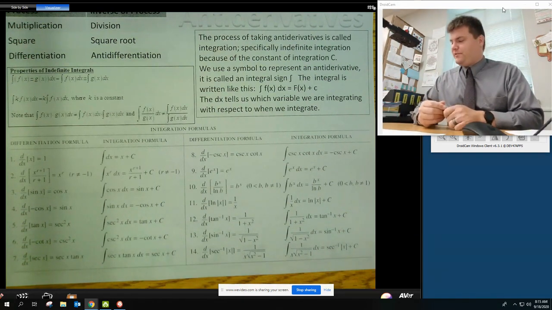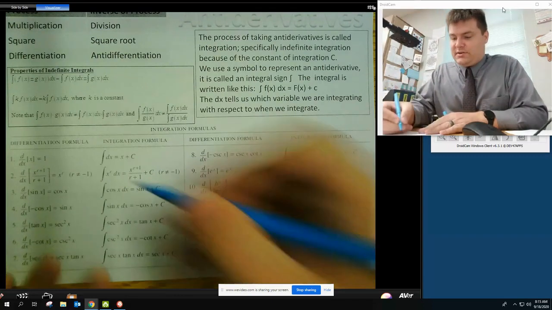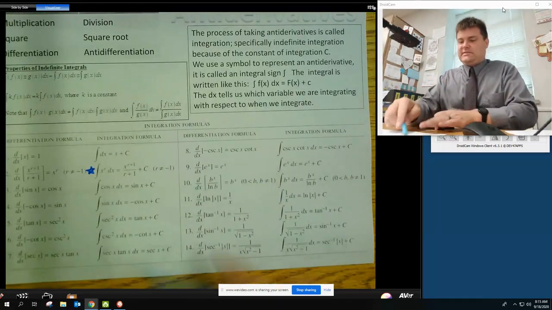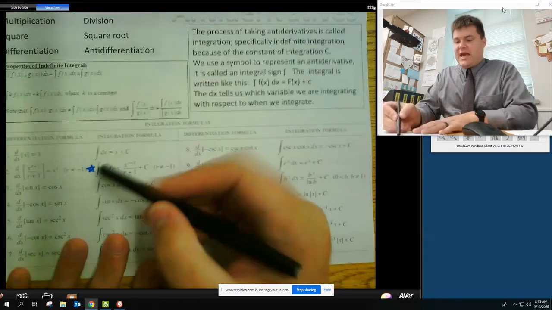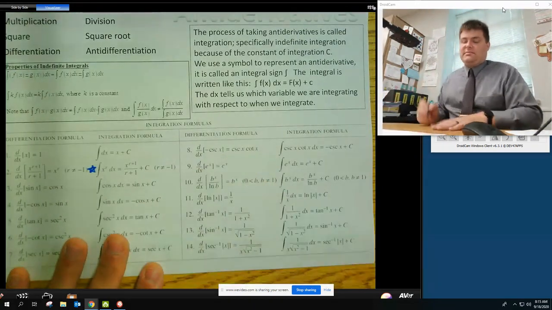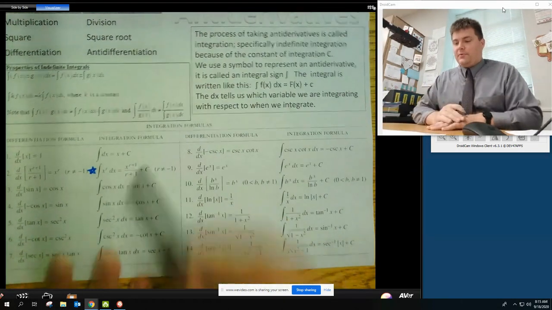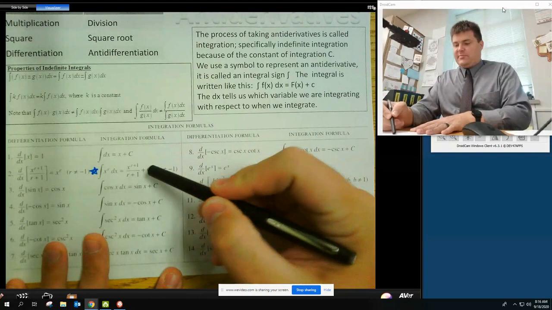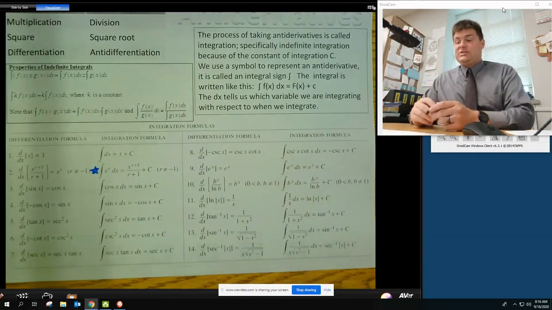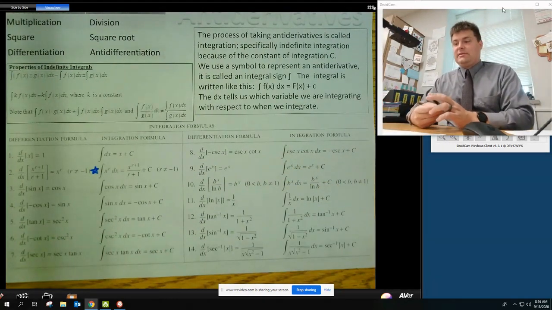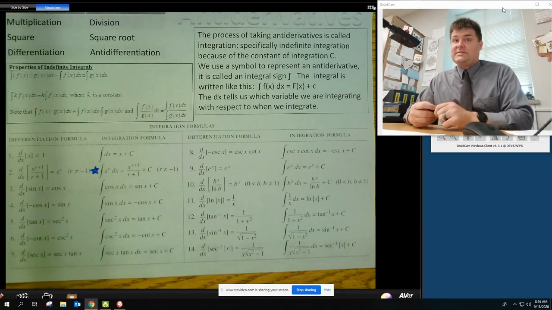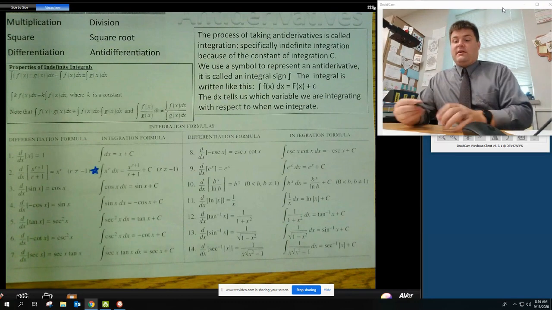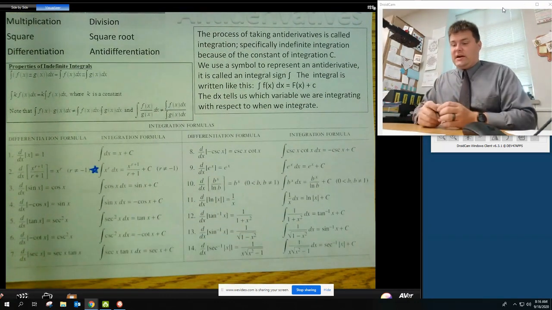The big one for today especially is this one, the reverse power rule. If you have x to the r, all you're going to do is add 1 to that number, and divide by that same number you just added. That's a big one. Also, if you notice, all of these have a plus c. Plus c just stands for a constant, because the derivative of a constant is 0. So the antiderivative of anything is going to produce a constant.